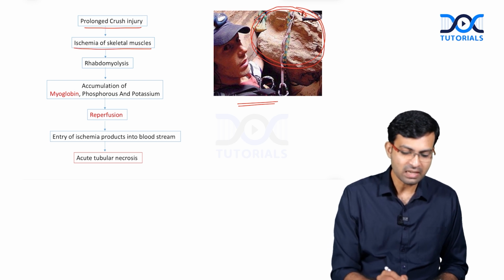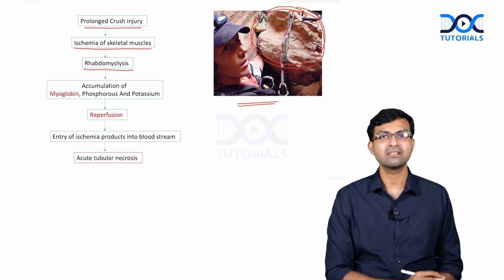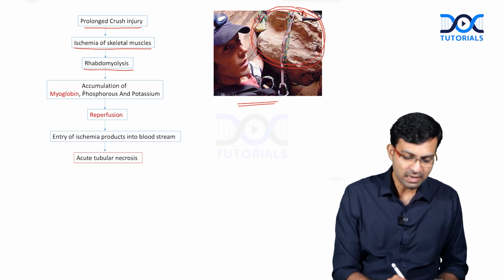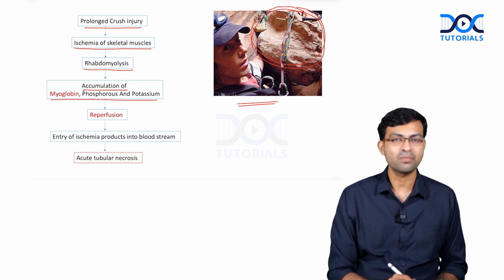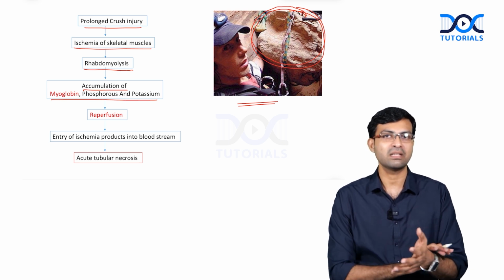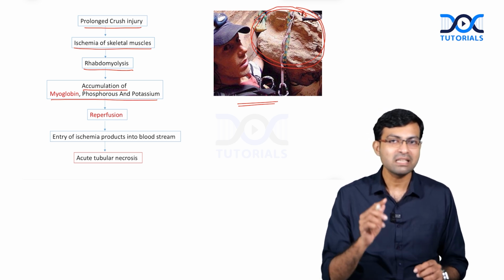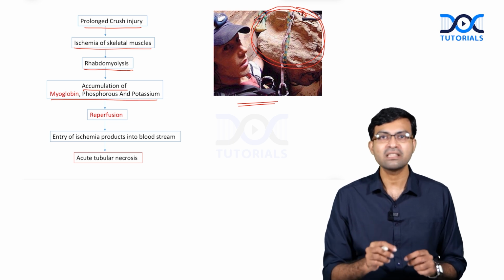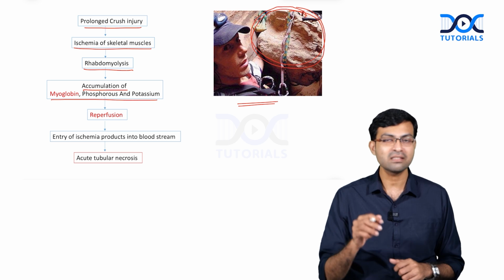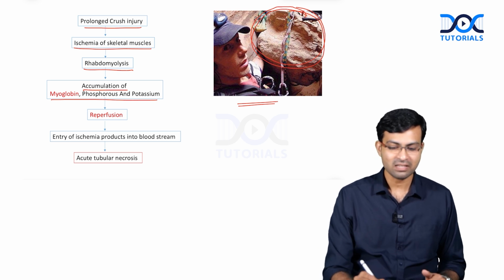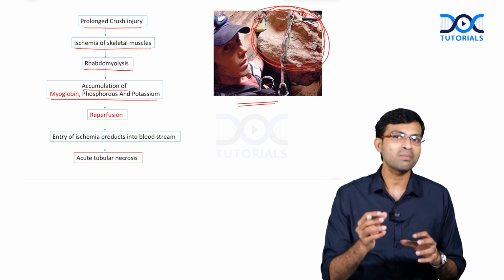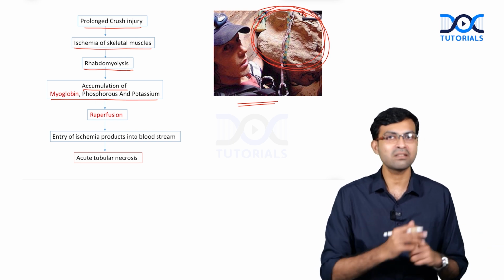There will be ischemia of skeletal muscles and rhabdomyolysis. The skeletal muscles will get broken down, and there will be accumulation of myoglobin, phosphorus, potassium and all other toxic metabolites in the crushed arm. They will be there. But remember, these toxic metabolites are not yet entering the systemic circulation. Why? Because there is this blockade there. The crushing stone is actually preventing the toxic metabolites from entering the systemic circulation.